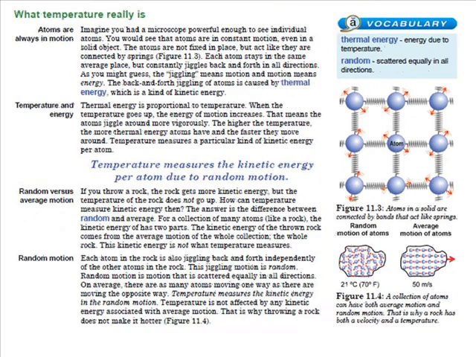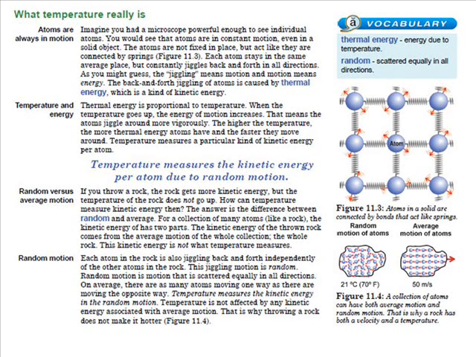Imagine you had a microscope powerful enough to see individual atoms. You would see the atoms are in constant motion, even in a solid object. The atoms are not fixed in place, but act like they are connected by springs, figure 11.3. Each atom stays in the same average place, but constantly jiggles back and forth in all directions. As you might guess, the jiggling means motion, and motion means energy. The back and forth jiggling of atoms is caused by thermal energy, which is a kind of kinetic energy. Thermal energy is proportional to temperature.